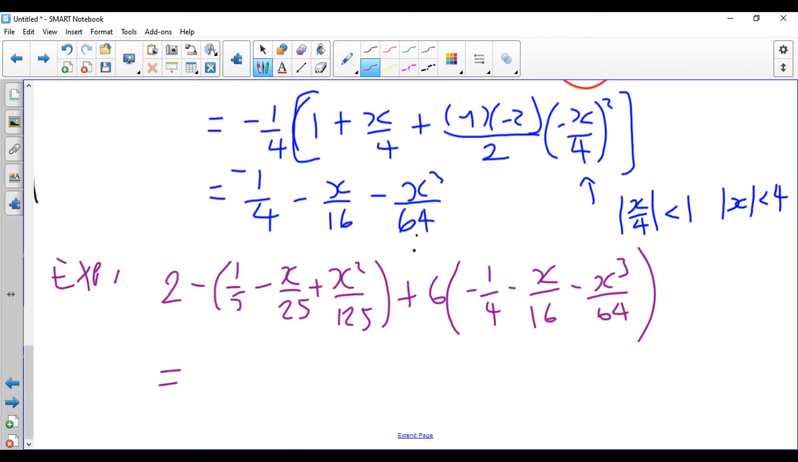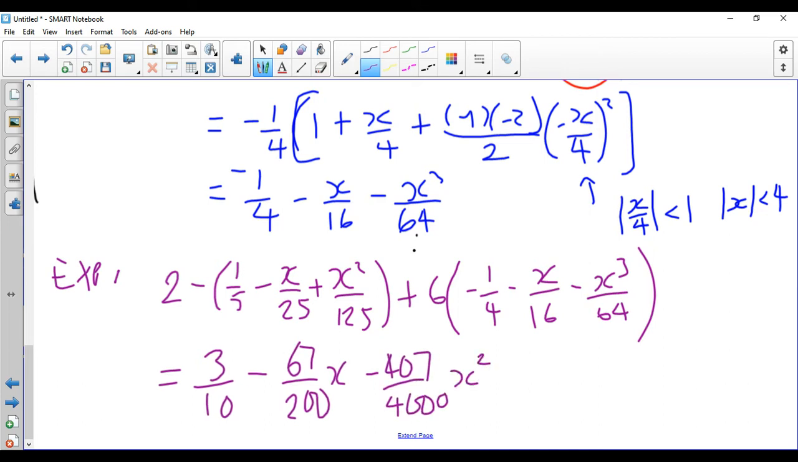Literally stick each of those terms in your calculator. You should get 3 over 10 minus 67 over 200 x minus 407 over 4,000. You may want to just double check that one. I don't agree with the sign on the answers, and then the worked solutions actually has the other sign again somewhere else. So do check that one. I'm pretty sure that's what I get, but feel free to contradict it. It does ask what it's valid for, so we've already just discussed that. That would be mod x is less than 4. Okay, long, but accuracy is pretty key on those ones.